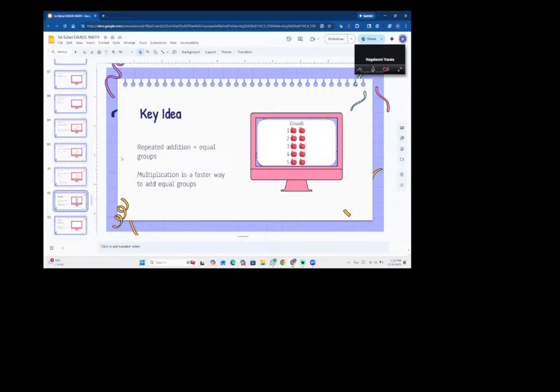Repeated addition equals equal groups. Multiplication is a faster way to add equal groups. So basically multiplication is just a faster way to write repeated addition.